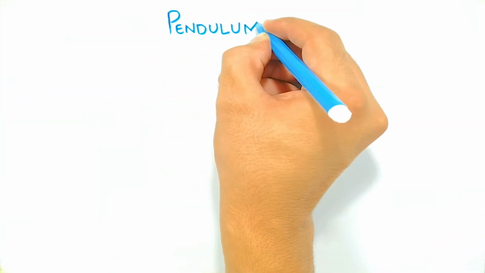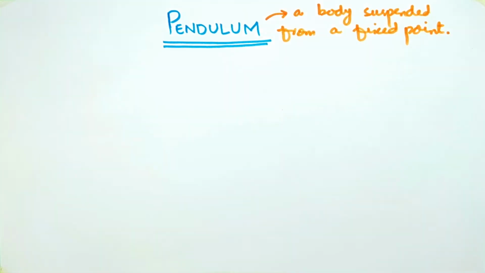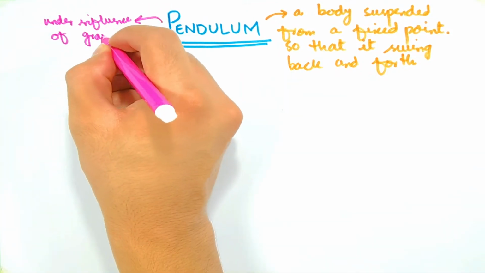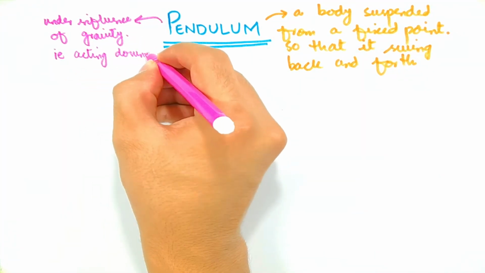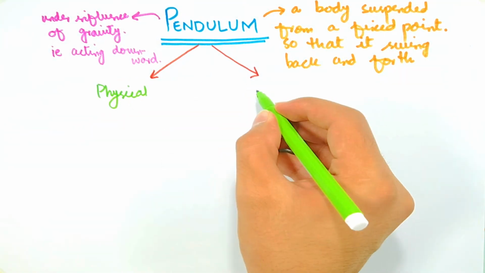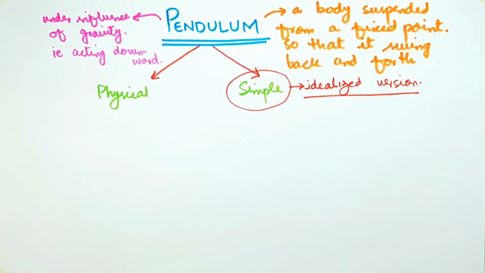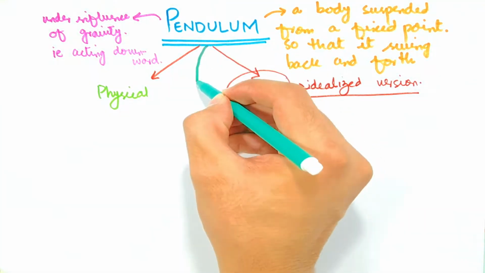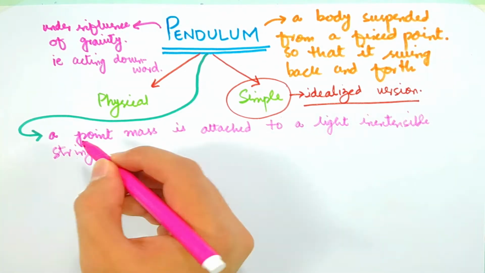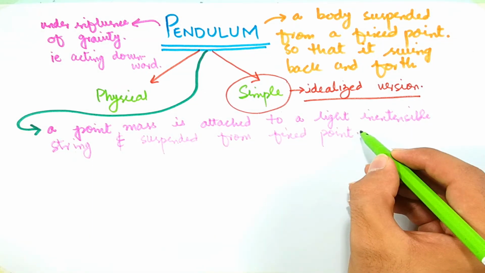You might have heard of the word pendulum, which is a body suspended from a fixed point so that it can swing back and forth under the influence of gravity that acts downwards. There are two types of pendulum: physical pendulum and simple pendulum. Simple pendulum is an idealized version of a physical pendulum in which a point mass is attached to a light inextensible string and suspended from a fixed support.